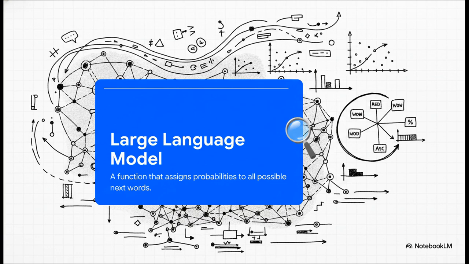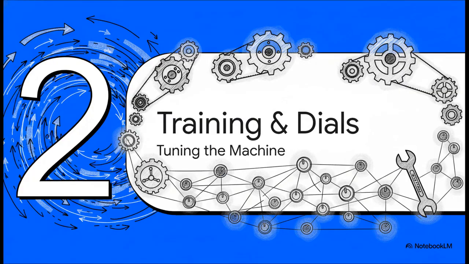It doesn't just guess one word with absolute certainty. No way! Instead, it mathematically weighs the likelihood of literally every single word in its vocabulary being the next valid step in that sequence. So, how exactly does a model learn to make these incredibly accurate predictions? Let's move to section 2 and see how this builds.